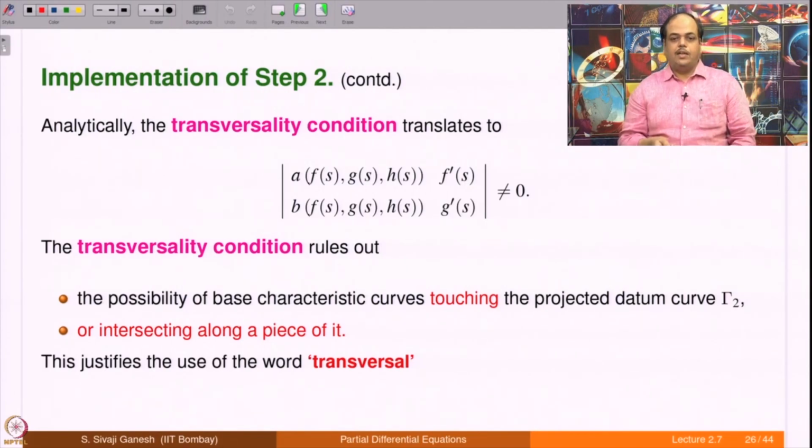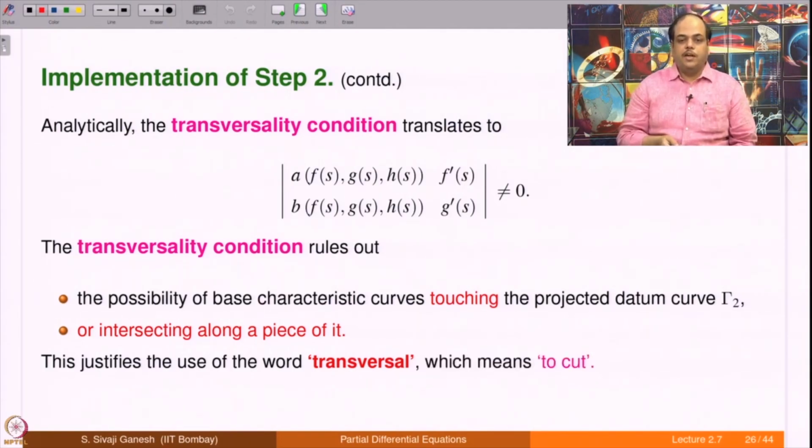Please spend some time on understanding this geometrically, because it will be useful when we are trying to give examples or solve or guess what would happen in certain situations for quasi-linear equations. It will help. So, this justifies the use of the word transversal, it means to cut, it cuts.